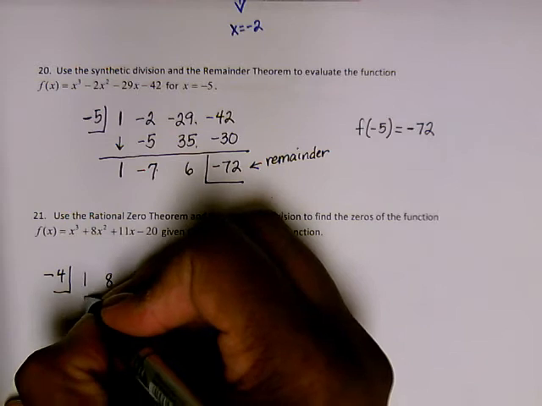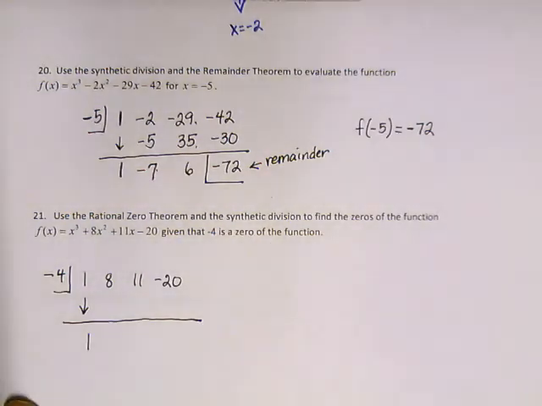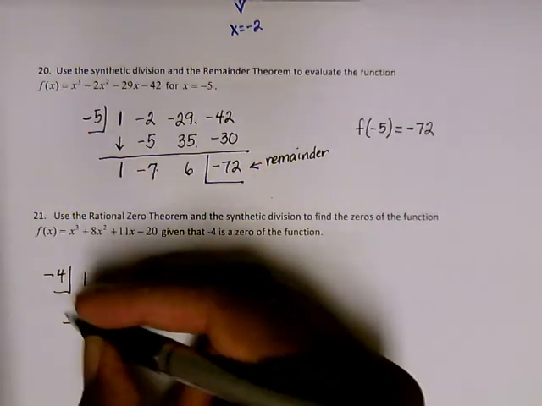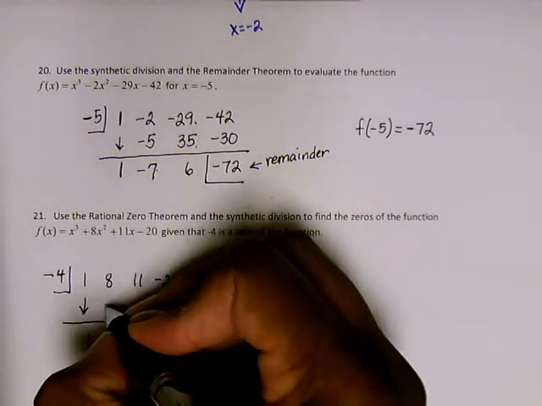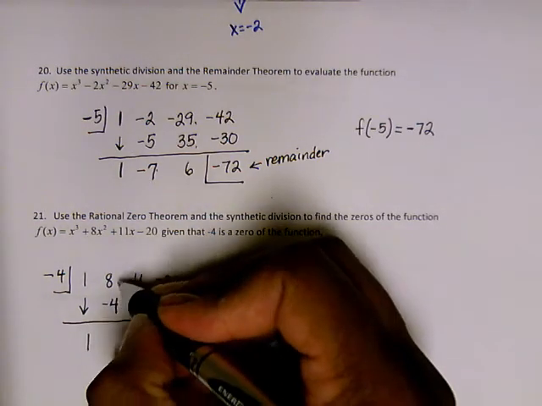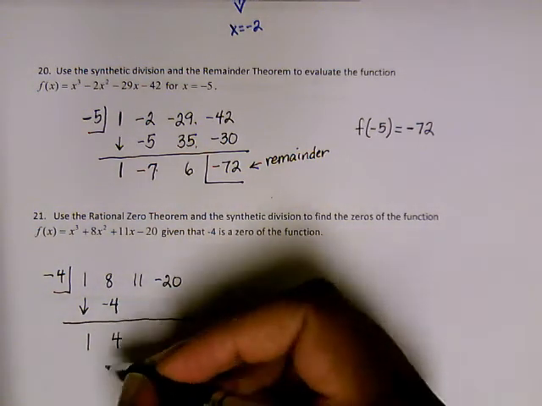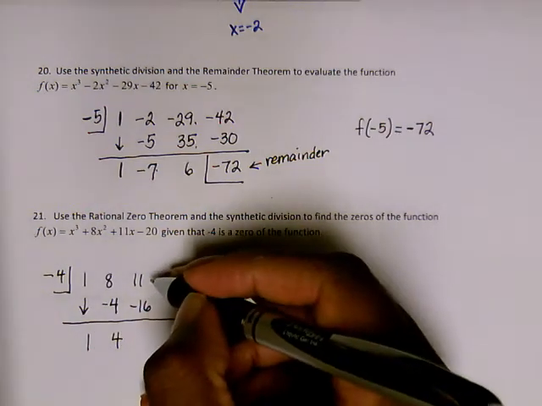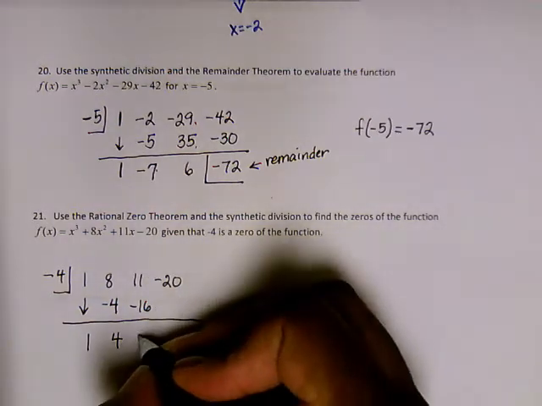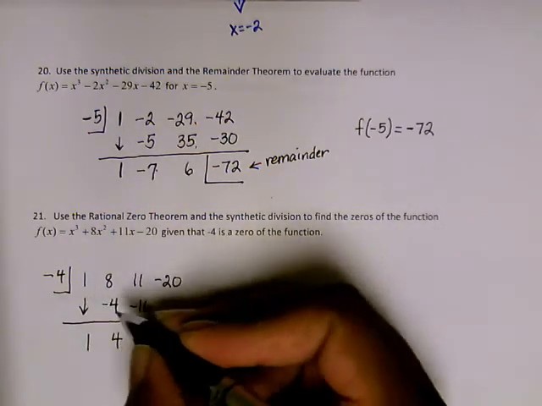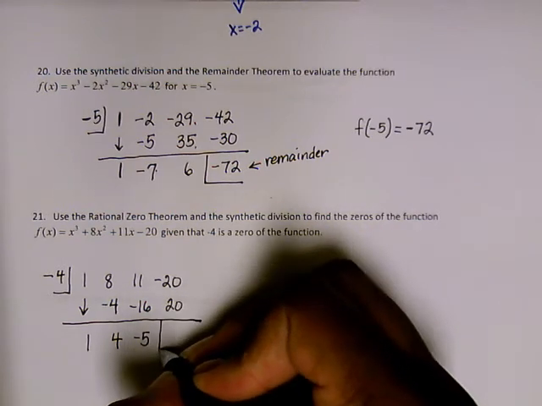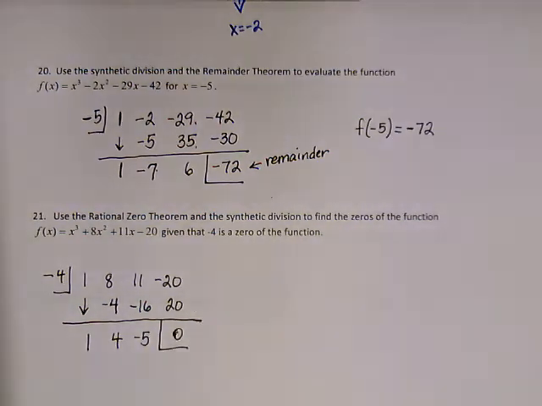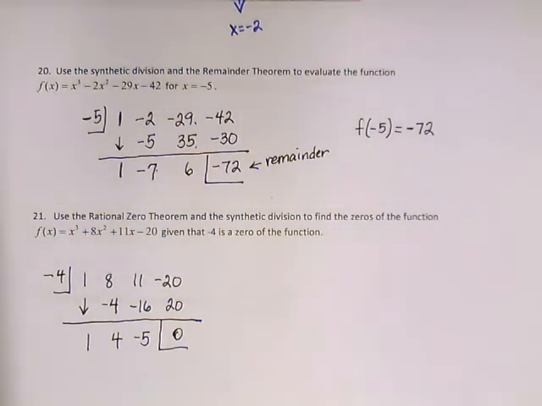Okay, so now we bring down the numerical coefficient, the leading coefficient in the bottom row, which is your 1. And then we multiply 1 times our divisor of negative 4. So 1 times negative 4 will be negative 4. 8 plus a negative 4 is 4. And then 4 times negative 4 is negative 16. Add 11 to the negative 16, you're going to get negative 5. And then negative 5 times negative 4 is 20. Negative 20 plus 20 is 0. So I would expect to get a remainder of 0 because negative 4 is a zero of that function.